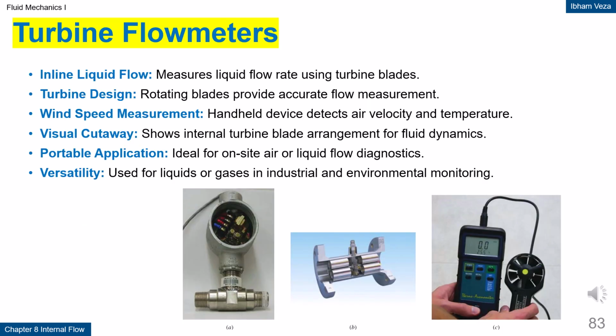A turbine flow meter measures liquid flow rate by using the rotation of turbine blades inside the pipe. The rotational speed of the turbine is proportional to the flow velocity of the fluid. For gas or airflow, the same principle is used in portable wind speed measuring devices. The internal turbine design allows reasonably accurate measurements for many applications. This device is widely used for field measurements and industrial systems.